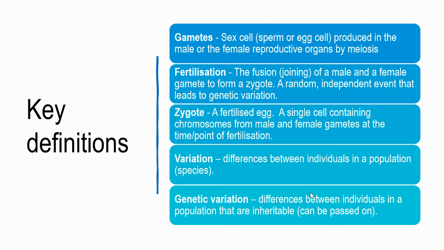Variation just means differences. So differences between individuals in a population. A population is members of a species that live in a particular area. Genetic variation are differences that are inheritable, and that means that they can be passed on from parents to their offspring. So some keywords: gametes, fertilization, zygote, variation, and specifically genetic variation.